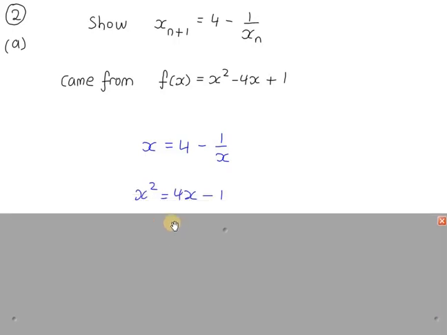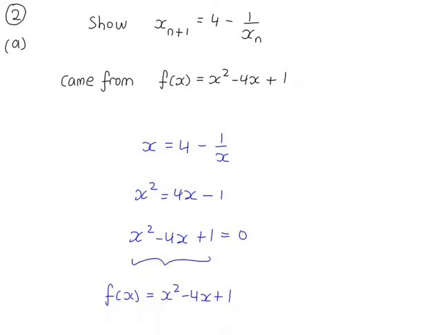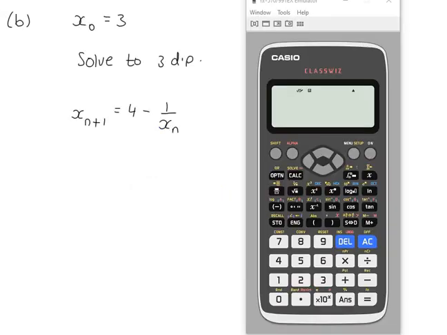Okay, so removing the subscripts and then multiplying by x throughout, and then rearrange, and we have this form. So we've shown that. Now starting with the initial value of 3, and sometimes the initial value is x0, sometimes it's x1, doesn't make any difference. So we put 3 in the calculator, press equals, so it's stored in the answer function. Now we need 4 minus 1 over the answer function.